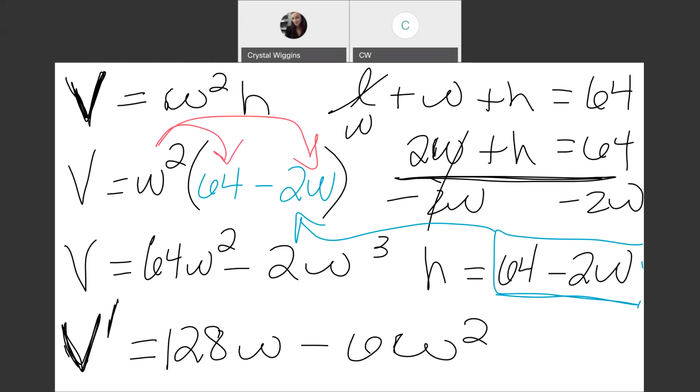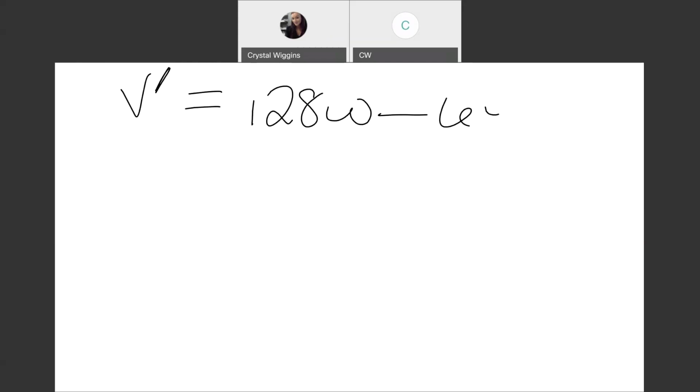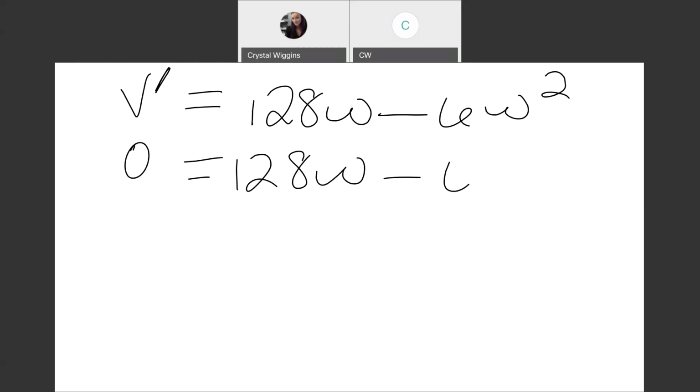And now we are going to go to the next step of this process, which is to set the derivative equal to 0. So we have volume prime is equal to, we came out with 128W minus 6W squared. Set it equal to 0. And I see that I have 2 different terms. One's a W term and one's a squared term. So I'm going to factor out a W.